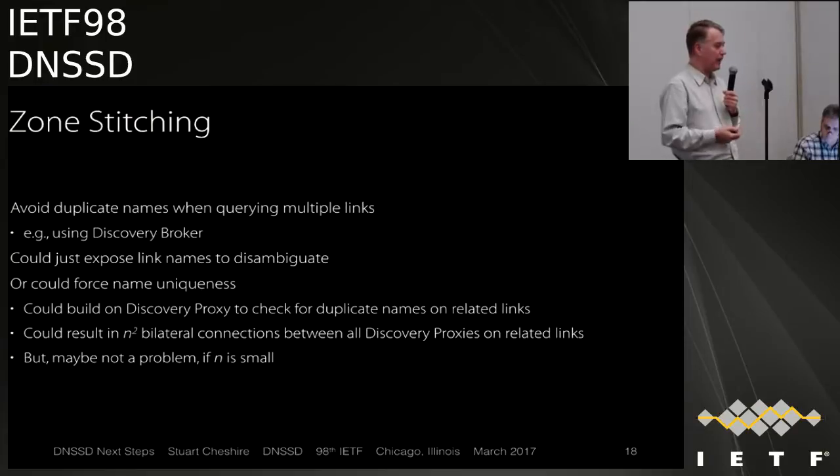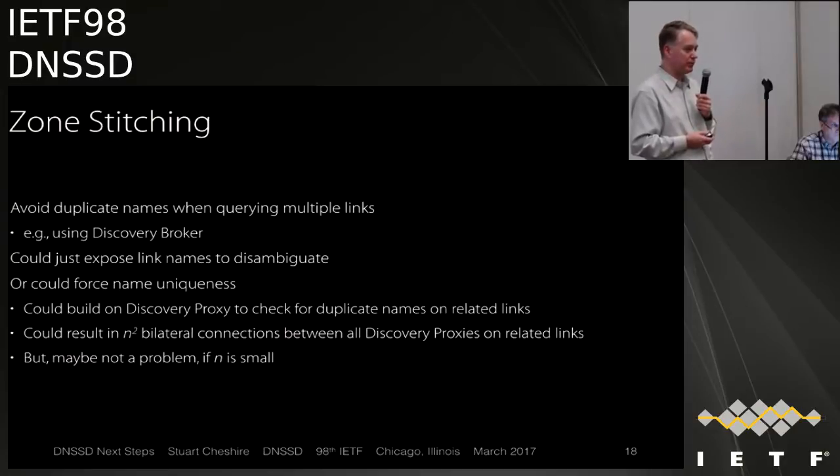Is there a conflict? I think Pierre or somebody pointed out on the list that if you have multiple links, this is an n-squared problem, that you have a lot of bilateral connections. That's true, but if n is small, it may not be a big deal. So in the interest of time, let's not try to solve this right now, but this is just to put some thoughts in people's heads so we can try to figure this out.